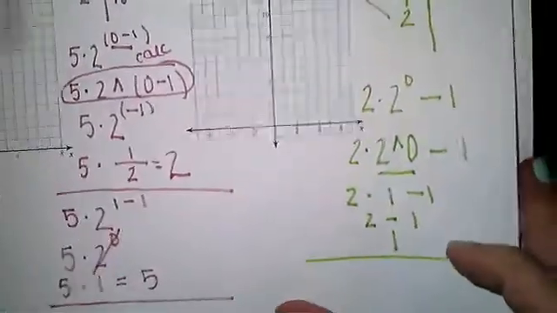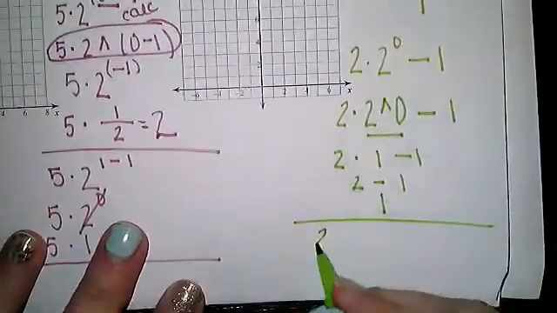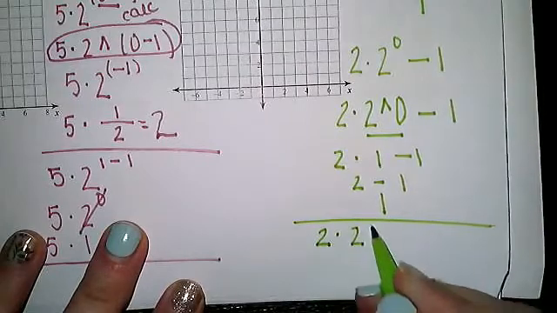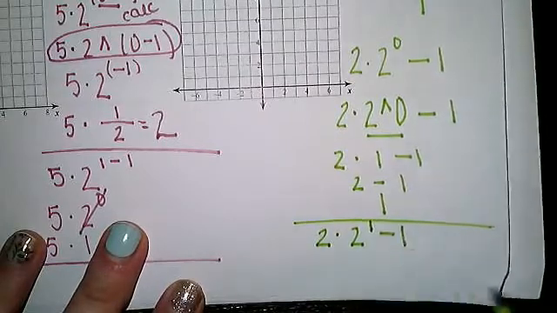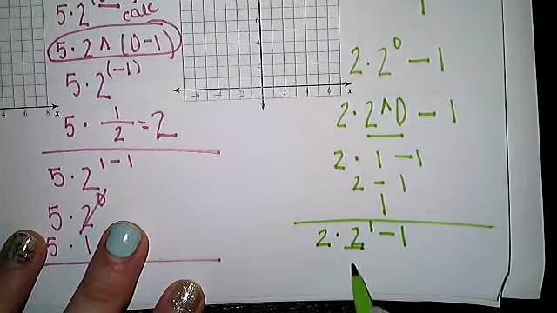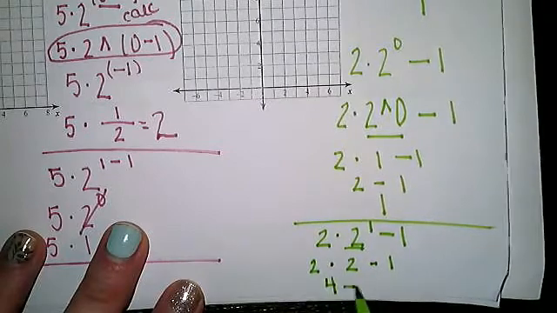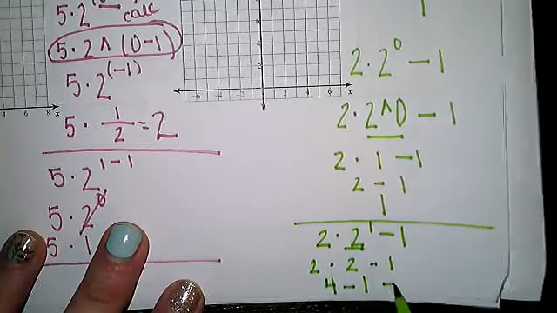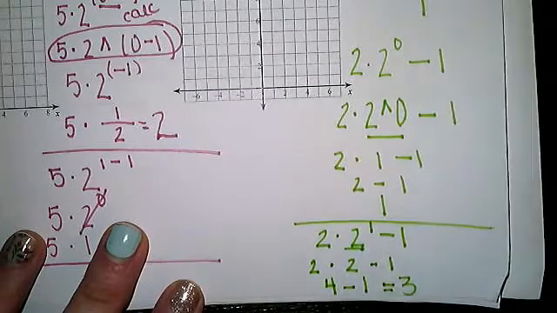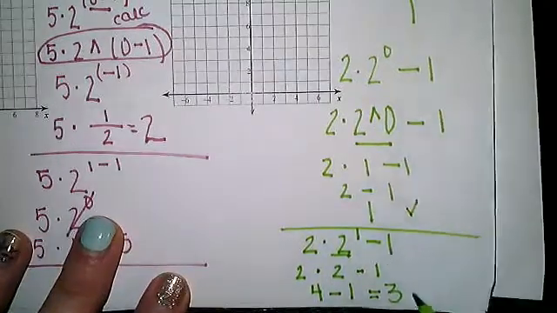I should probably write a tad smaller for this one. The next one, we have 2 times 2 to the 1 minus 1. 2 to the 1 is just 2. So it's 2 times 2, take away 1. 2 times 2 is 4, and 4 minus 1 is 3. So our next output is 3.